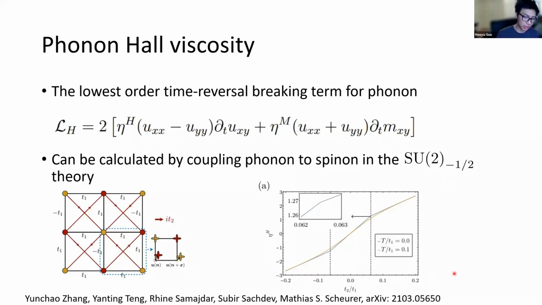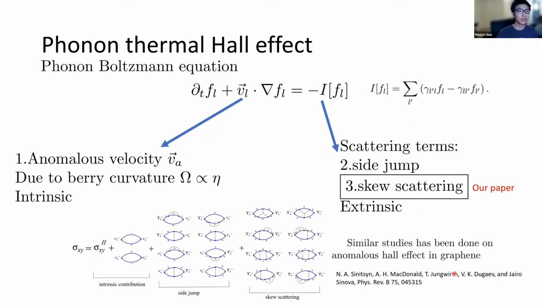Right. So next, the next part of the problem is, suppose you have some kind of phonon Hall viscosity which breaks the time reversal symmetry. Then what kind of effect can you get from this term? Our approach to this problem is more or less conventional. It's based on the phonon Boltzmann equation. On the left hand side is the transport term of the phonons, and on the right hand side is the collision term.